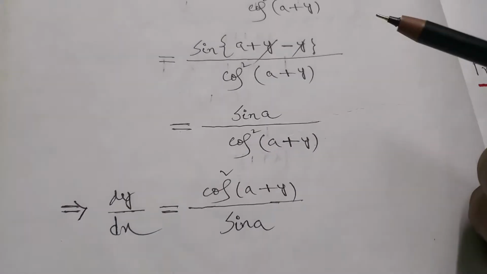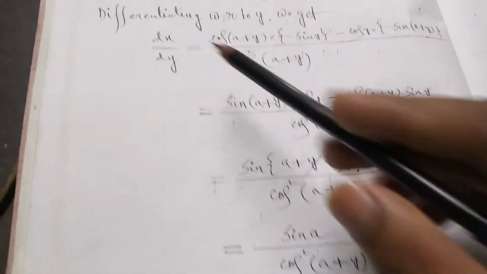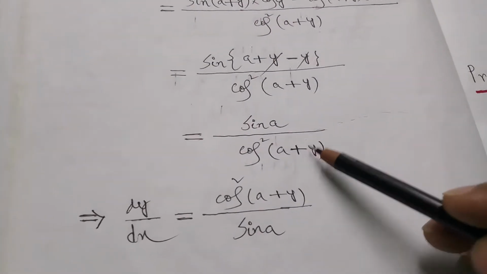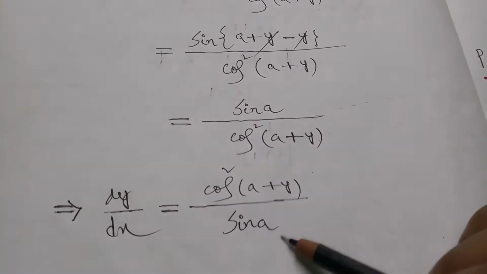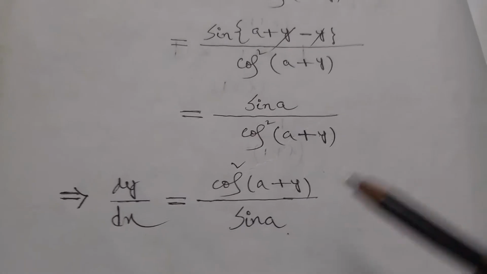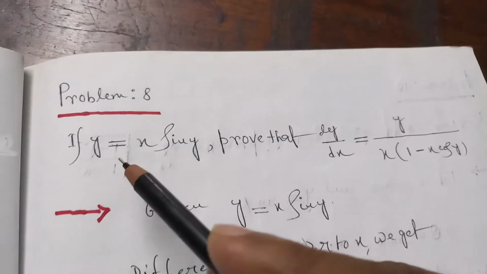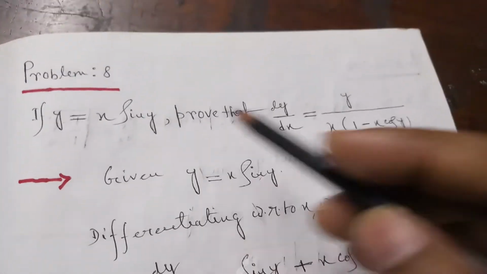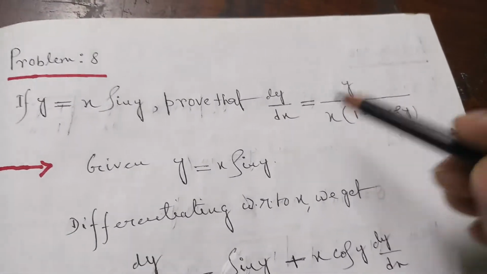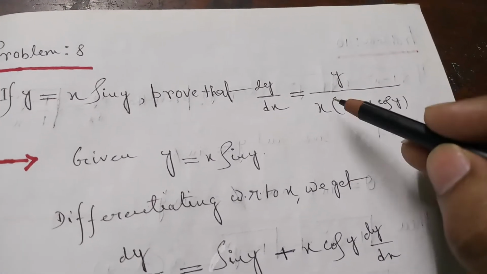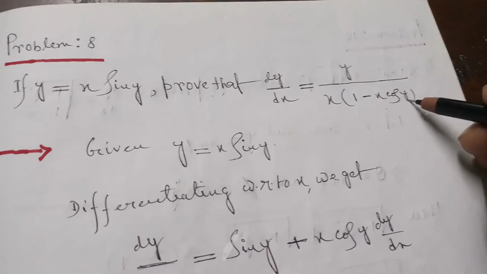Now take the reciprocal, so it should be dy/dx and that should be cos²(a + y) by sin a. Clear? Now next problem: if y equals x sin y, then prove that dy/dx equals y by x into (1 minus x cos y).